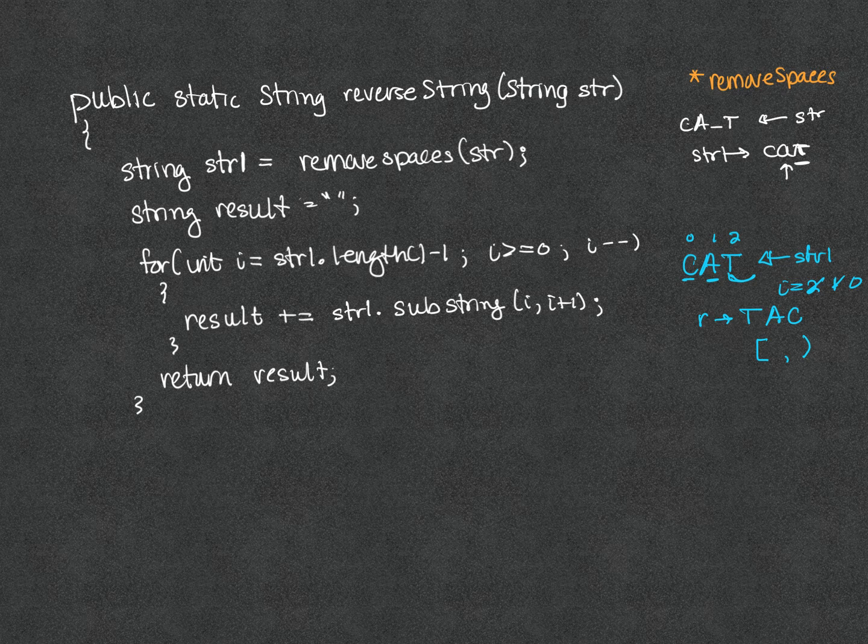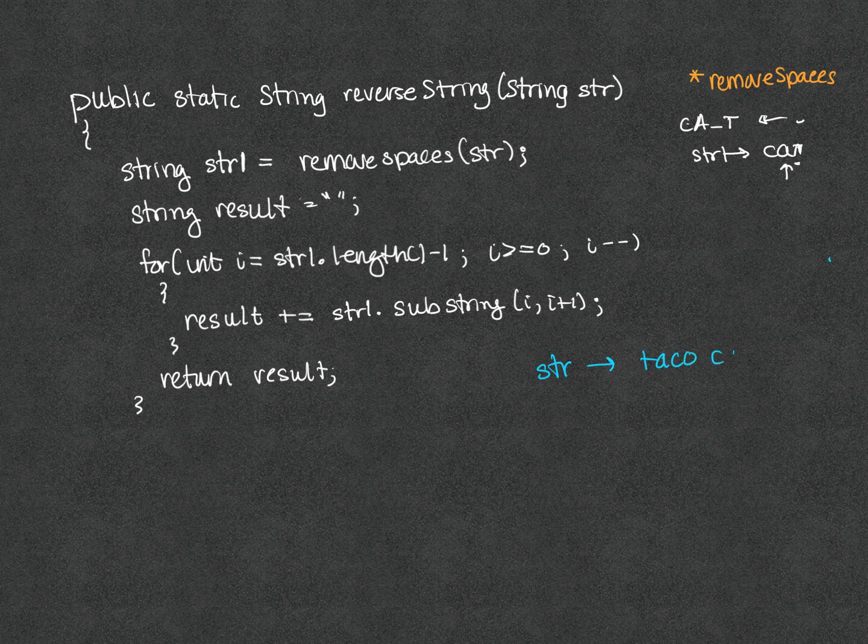Part B is to determine if we have a palindrome or not. First thing that happened here is that we have one string, let's just call it str. The first thing I'm going to do is take that str and remove all the spaces. Then we called it str1. So that's now tacocat. Then when we reversed it, we called it result. And again, that's tacocat.